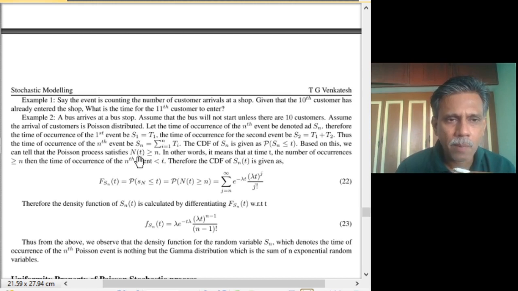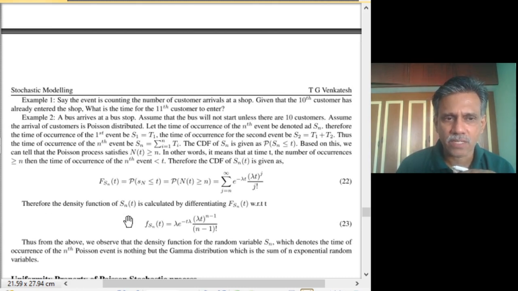So this probability is equal to the probability that N(t) is greater than or equal to n. So the CDF of Sn, F_Sn(t), that is the probability that Sn is less than or equal to t, is the same as the probability that N(t) is greater than or equal to n, which can be found using the Poisson PMF. You have to add all the PMF from n to infinity: sigma j from n to infinity of e to the power of minus lambda t, times (lambda t) to the power j by j factorial. This is the CDF of Sn.